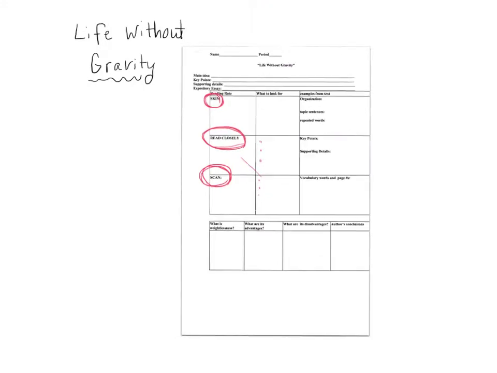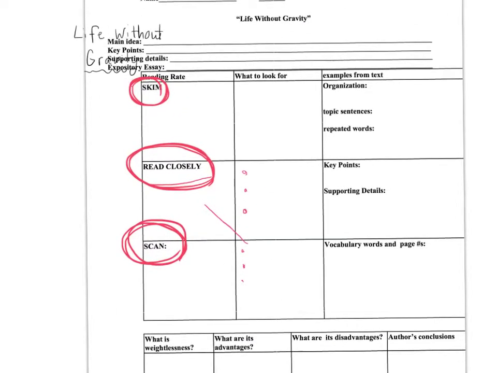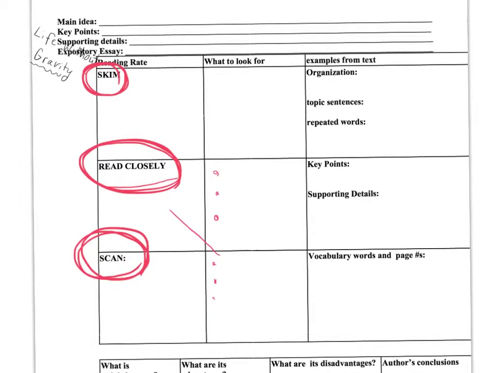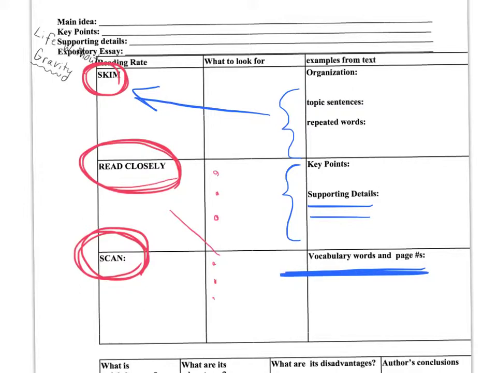You can see that some of the things that we will look for, let me shrink this out of the way, will be topic sentences and repeated words when we are skimming. When we are reading closely, we're going to look for key points and main ideas and details that support that. So we're really going to look closely at the text. And when we're scanning, I'm going to give you something very particular to look for and see if you can find it along with the page number.